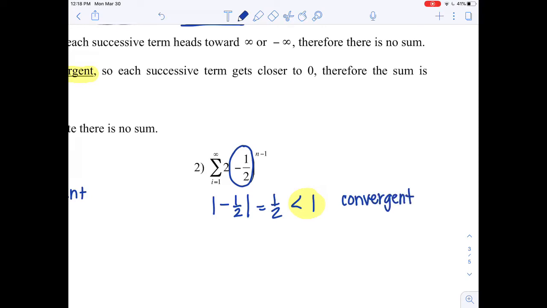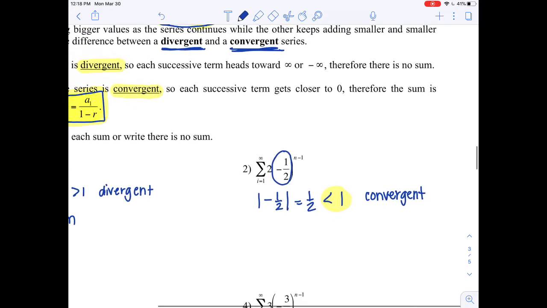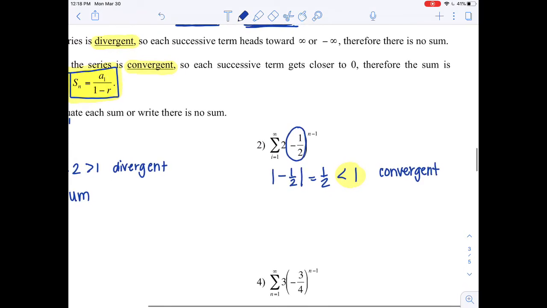The fact that it's convergent, I can use the formula that we just said on the top left of the screen. The sum comes from doing a1 over 1 minus r. Now be careful, a1 might not actually be what you get when you plug in 1. It's based on whatever you're plugging in on the bottom bound of your sigma. Thankfully, this one is actually 1 that we're plugging in.